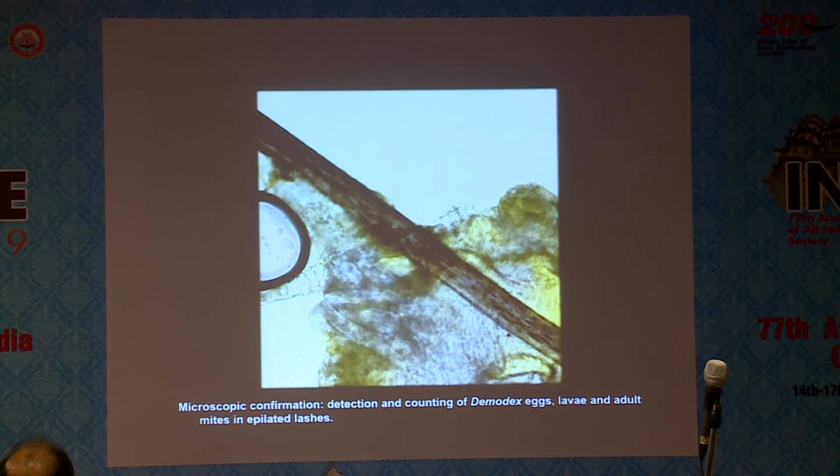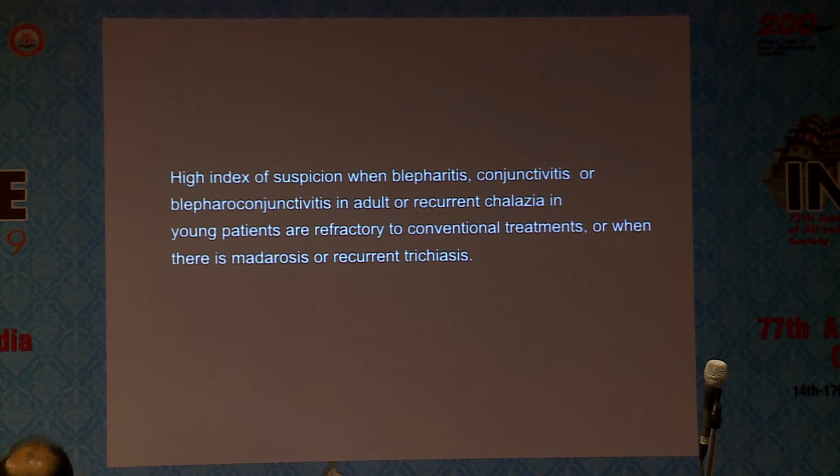These mites are normally also present on human skin, but pathological infestation takes place when their quantity increases, when they multiply in excess. So a high index of suspicion is there when there is blepharitis, conjunctivitis, or blepharoconjunctivitis in adults, or recurrent chalazion in young patients, and refractory to conventional treatments. So when there is madarosis or recurrent trichiasis, you have to think of these things.